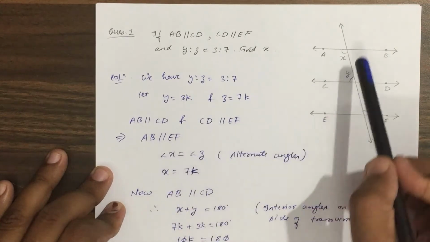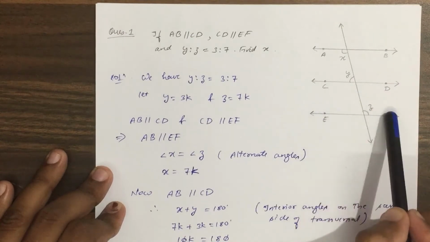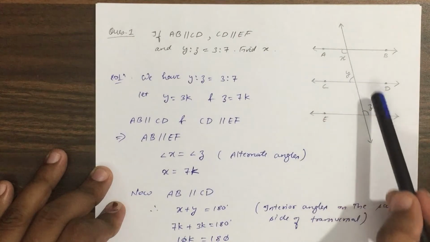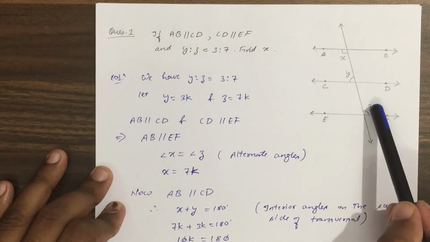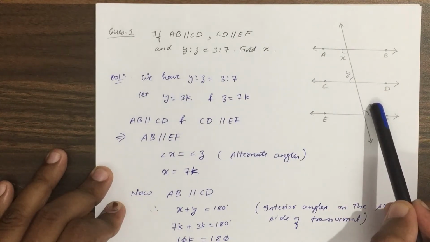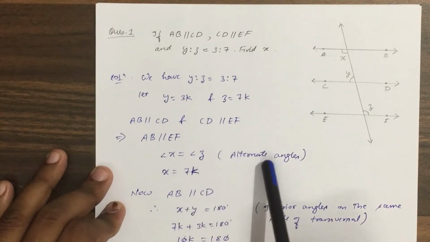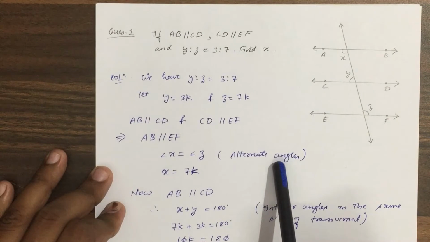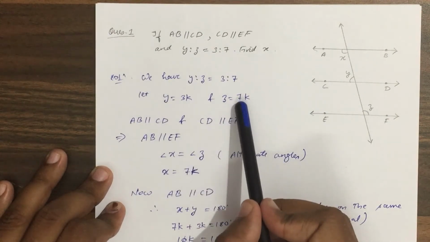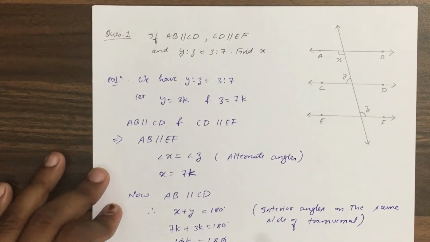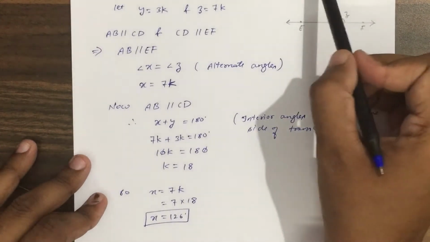Now look, AB and EF are parallel and this is the transversal, so you can say that angle X and angle Z are equal. Why equal? Because they are alternate angles. So angle X equals angle Z. Reason: alternate angles. Since Z is 7k, therefore X will also be equal to 7k. Okay?